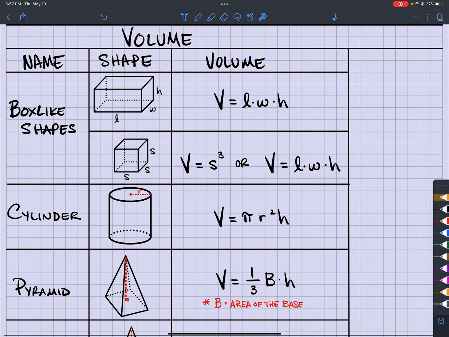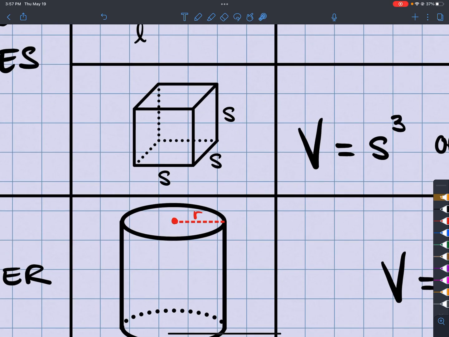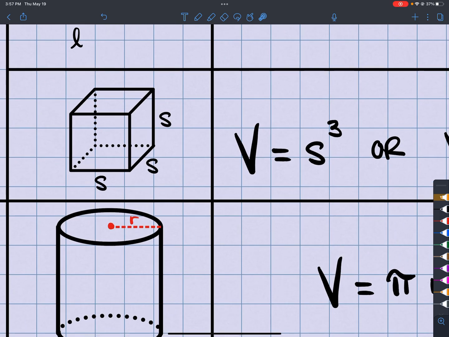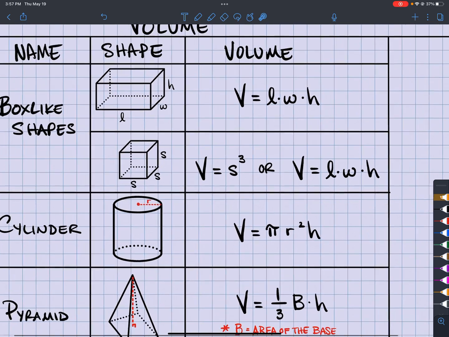So, box-like shapes, there is a length, there is a width, there's a height. Volume would be the length times the width times the height. Now, because of a cube where all sides are the same, you could call it S cubed, which is length times width times height still, but the length, the width, and the height are all the same thing, which is S. So you can use either one, it's certainly fine.